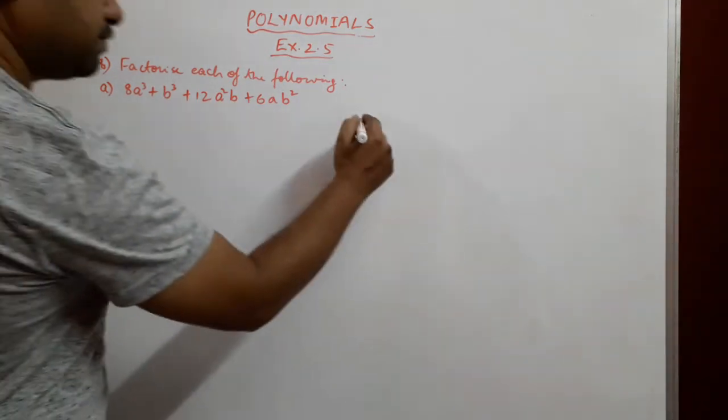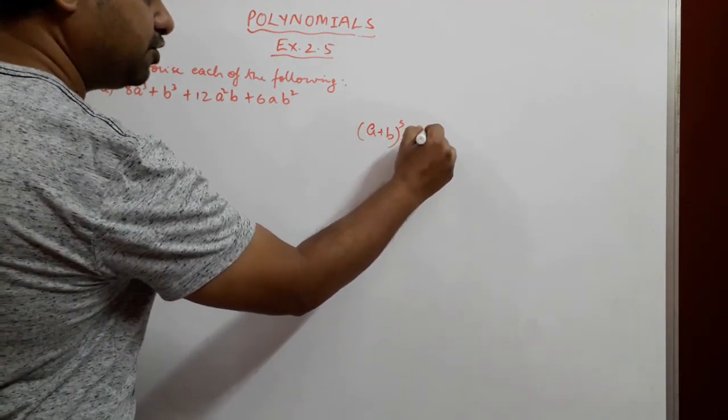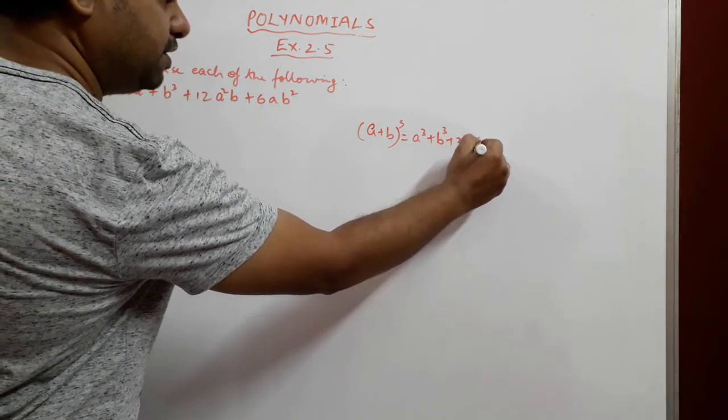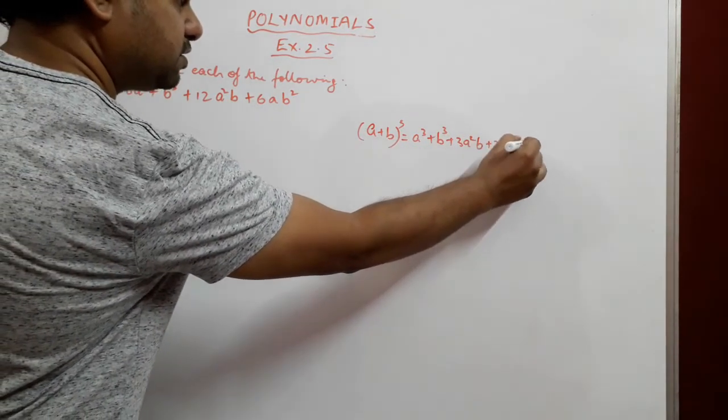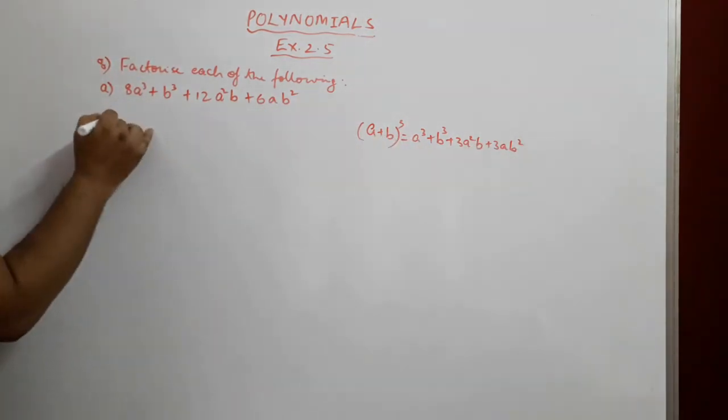So this is of the a plus b whole cube form, which is a cube plus b cube plus 3a square b plus 3ab square. So we'll have to bring this problem in this form. So let us do that.